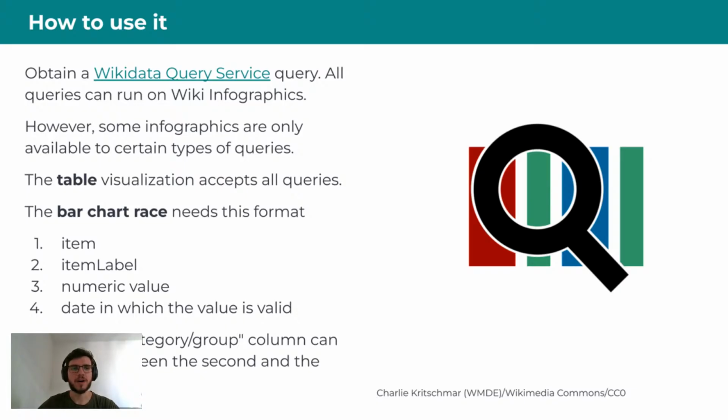Right now, our only data source is Wikidata Query Service. As Eder said, we want to expand to include structured data from Wikipedias, for example. But right now, only Wikidata Query Service is available. So the hardest part is getting a query. That's the hardest part of using Wiki Infographics. If we have a query, you just put it there. And all queries can run on Wiki Infographics. You can put any Wikidata query service query there and it will run.